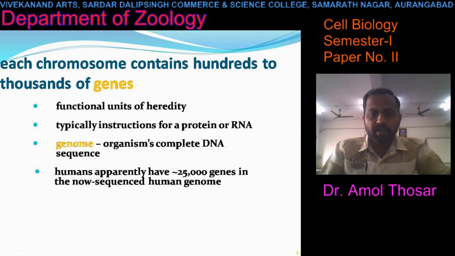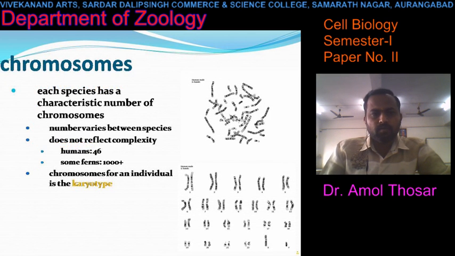Humans approximately have 25,000 genes in the now sequenced human genome. Then there are 23 pairs of chromosomes. Each species has a characteristic number of chromosomes, which varies from species to species and does not reflect complexity. In human beings there are 46 chromosomes, 23 pairs. Some ferns have 1000 plus chromosomes. The chromosomes of an individual are called the karyotype.